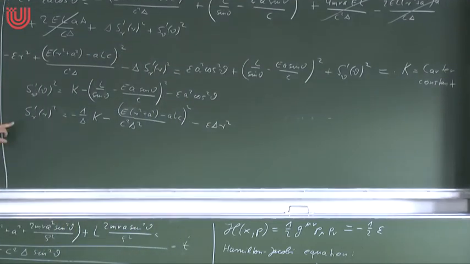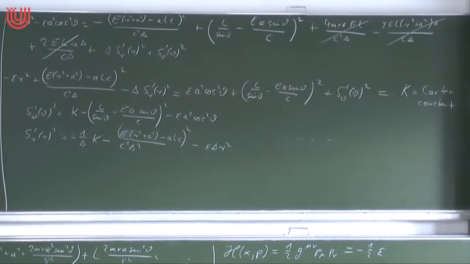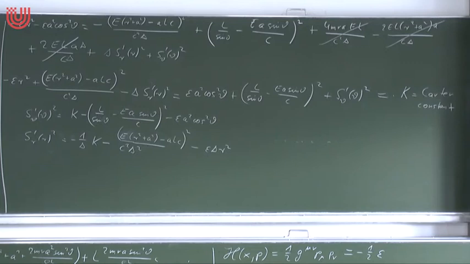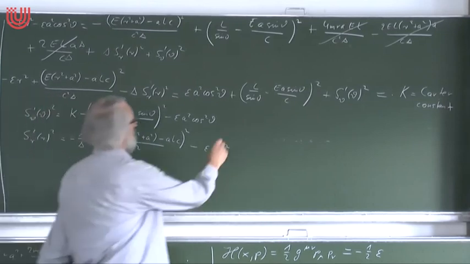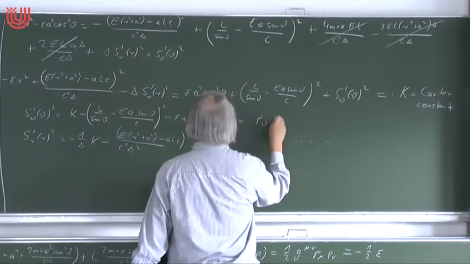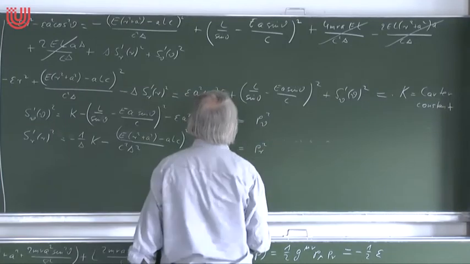So this is S prime, and S theta prime and S R prime. That's the derivative of our Hamilton-Jacobi function with respect to the theta and with respect to the R coordinate. This is what is to be identified with the momentum in the corresponding direction. Yeah? So this is nothing but our P theta squared, and this is nothing but our PR squared.